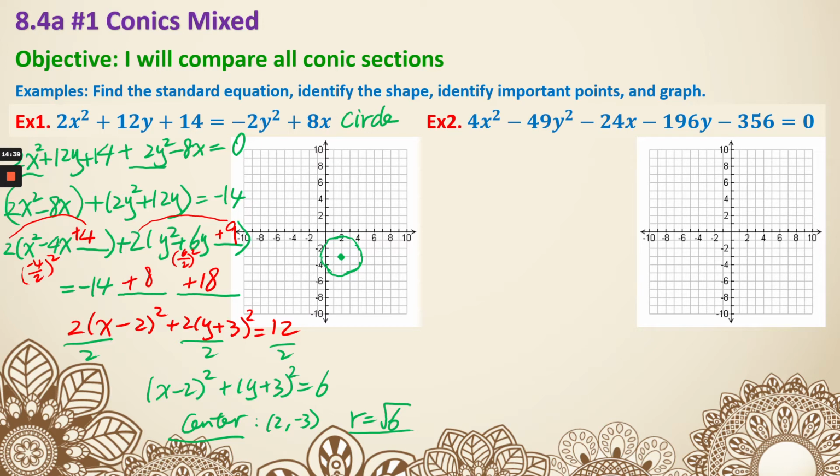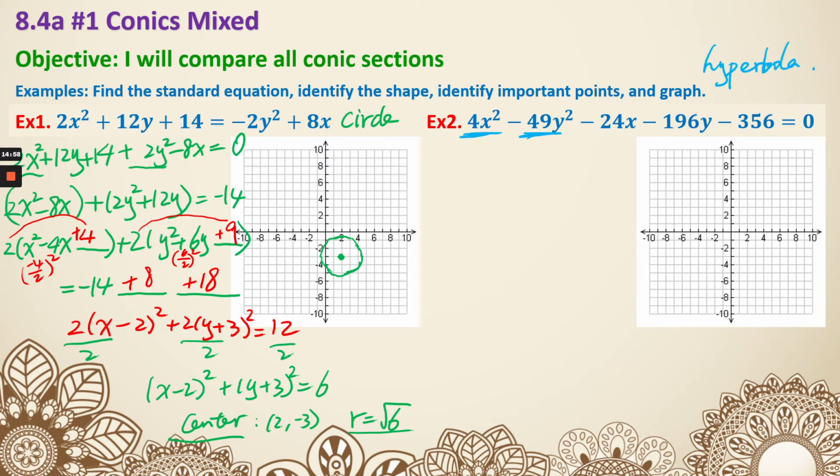Example 2. So let's first have a look. For x squared, for negative 49y squared, both x and y are squared, but they have different signs. So that is going to be a hyperbola.